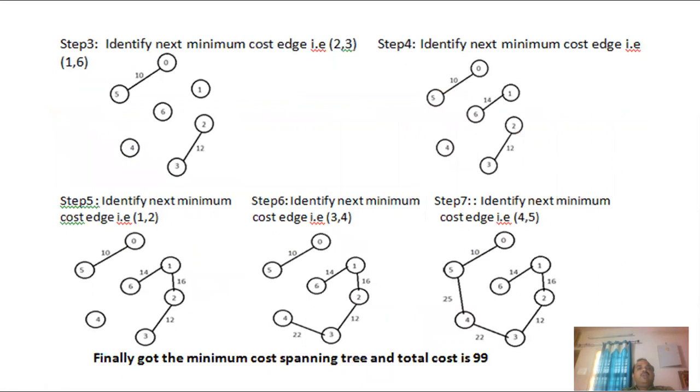So which is the next one? 2 to 3. It can select 2 to 3. Then the next one is 12. The next one is 1 to 6, 14. Clear? Then 0 to 5. Next one is 1 to 6, 1 to 2. Next one 2 to 3. Clear? So finally this is Kruskal's algorithm.